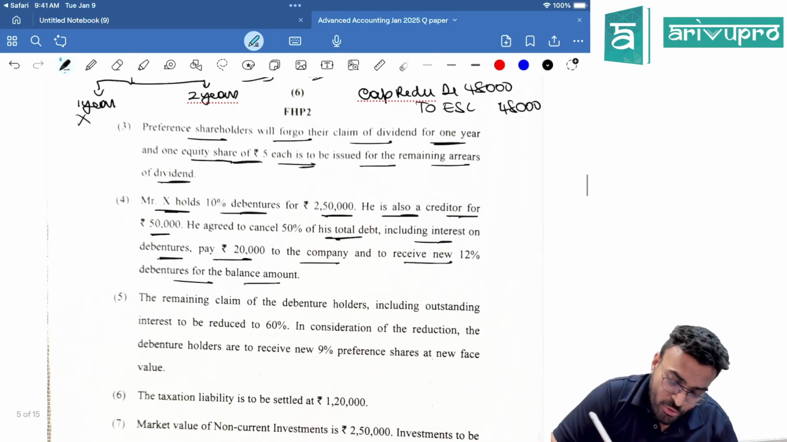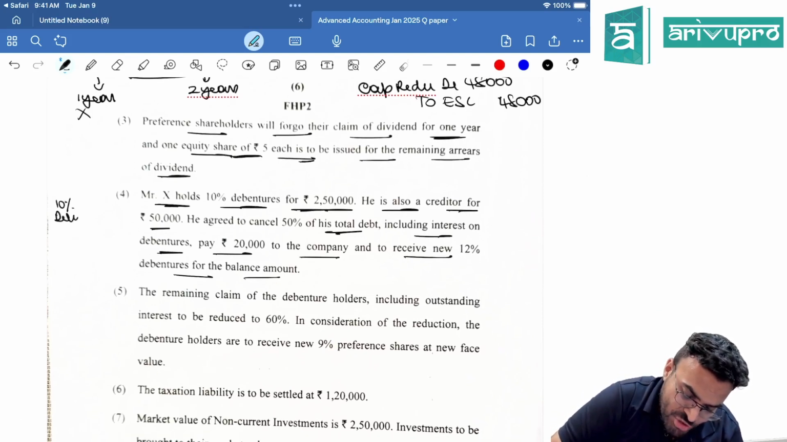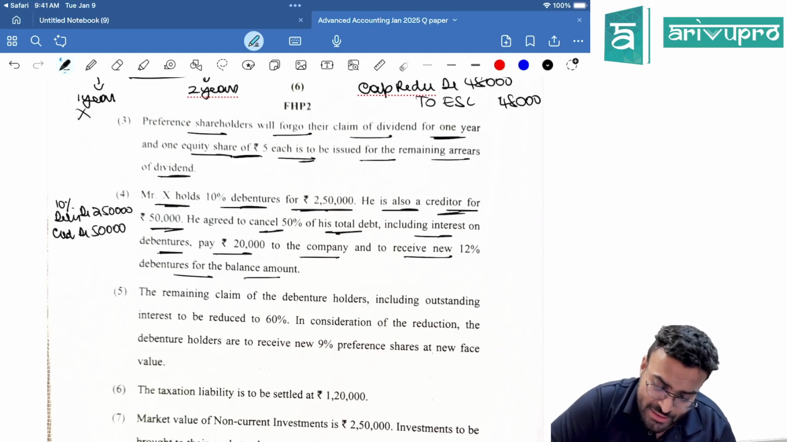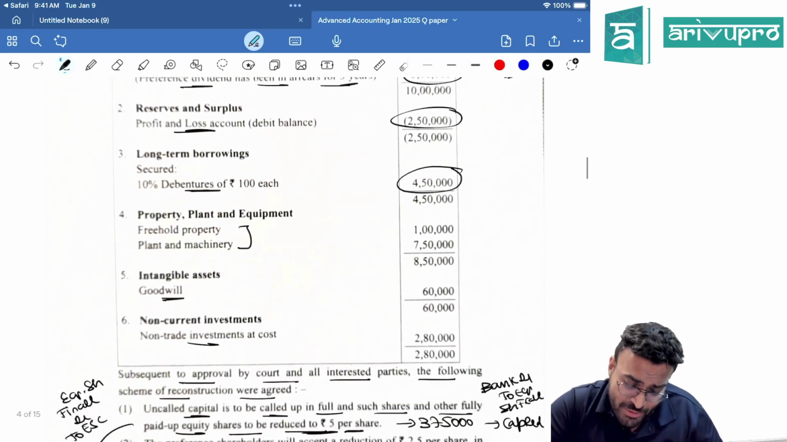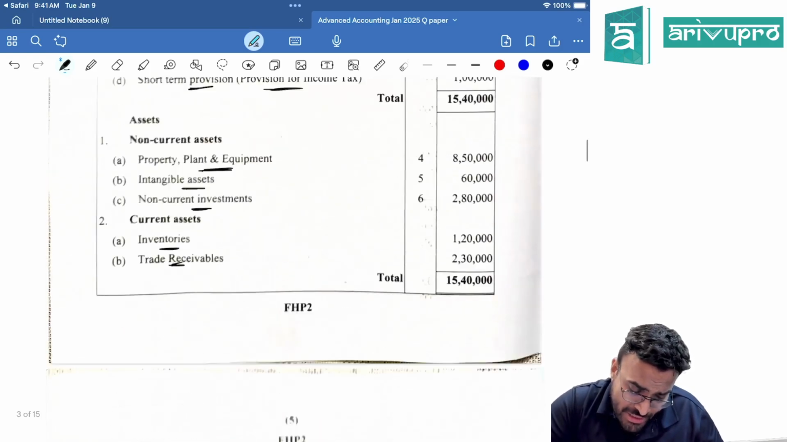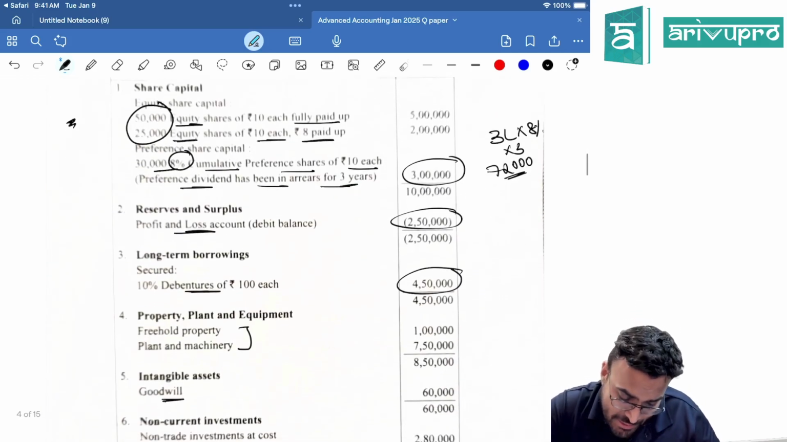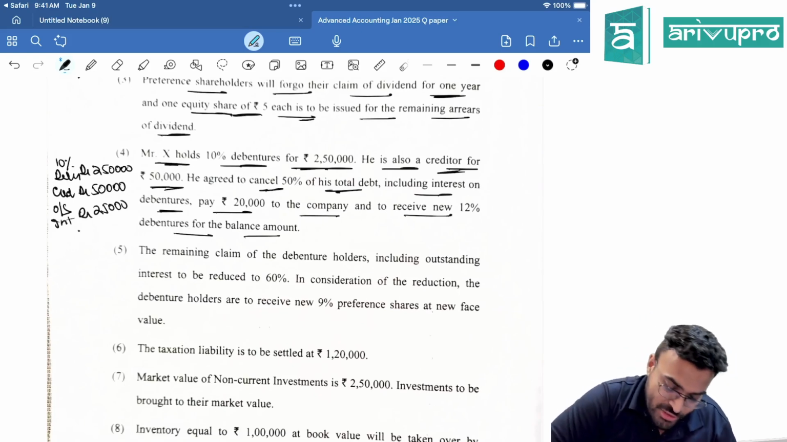So now first, 10% debentures. He is having 10% debentures for 2,50,000, so we'll do 10% debentures debited 2,50,000. And he is also creditor for 50,000, so we write creditor debited 50,000. Then he also agreed to cancel his total debt including interest. If he is having 2,50,000 debentures, how much will be the outstanding interest? You can see over here, 1 year's interest is pending, so 25,000 interest is also there. Outstanding interest debited 25,000 to X.